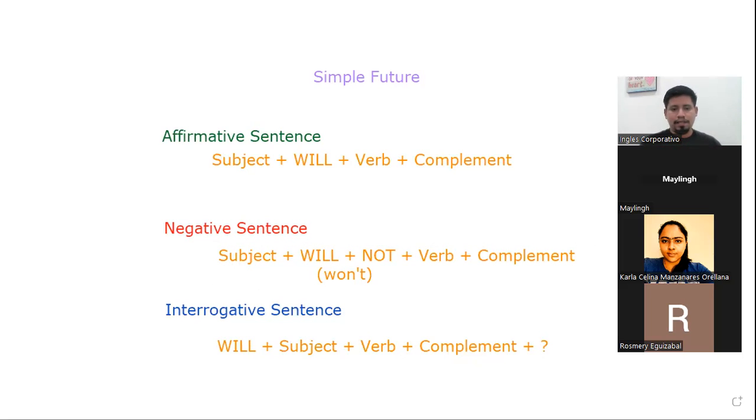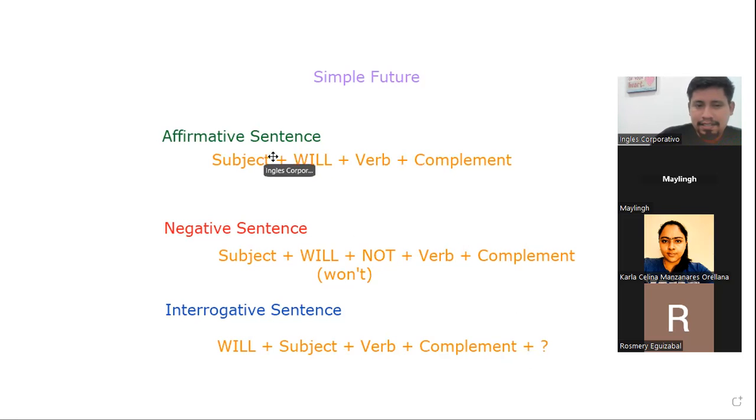The structure is going to be the same: subject plus won't plus verb plus a complement. In the case of interrogative sentences, for yes/no questions, you use will at the beginning. So we just do a switch there: will plus the subject. Instead of using the subject at the beginning, we're going to be using will. Also, we keep the verb in the base form, and we include a complement if we want. What is mandatory is to use the question mark at the end.